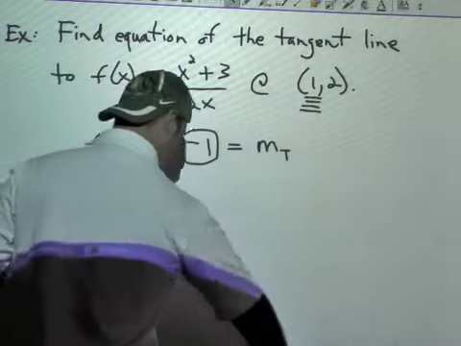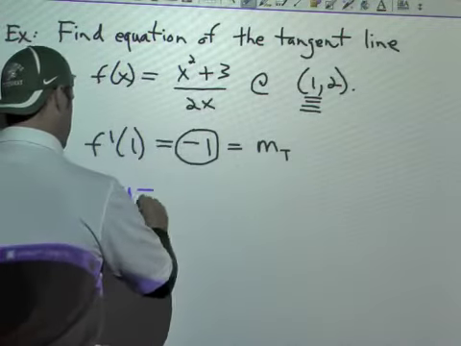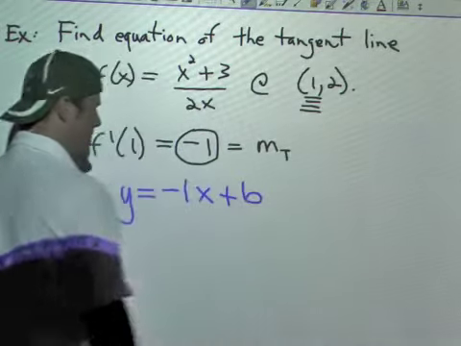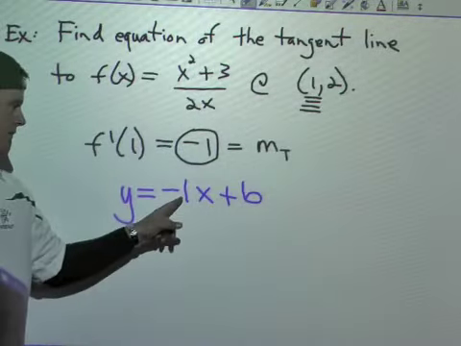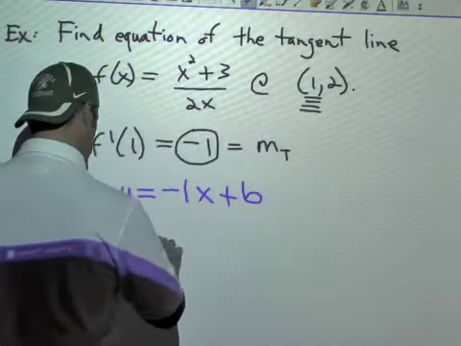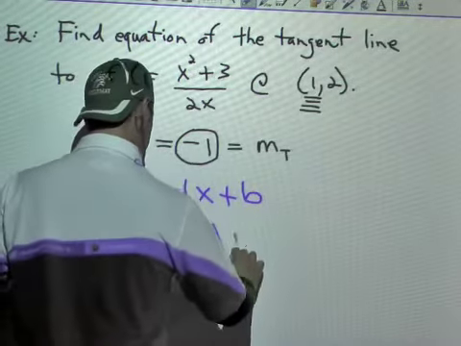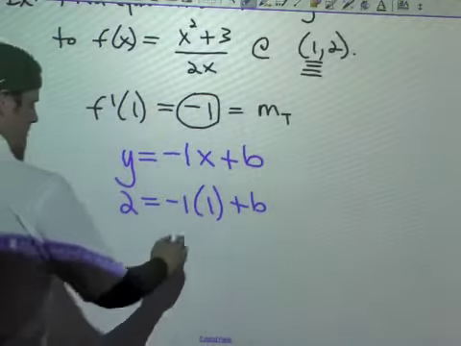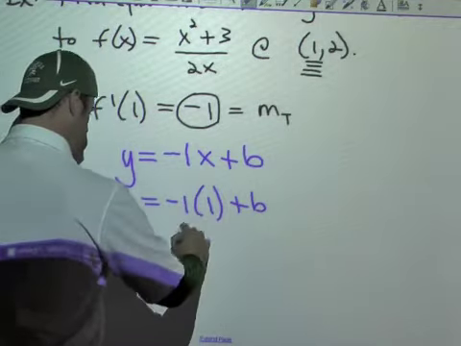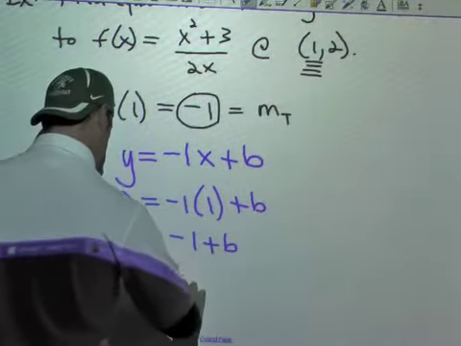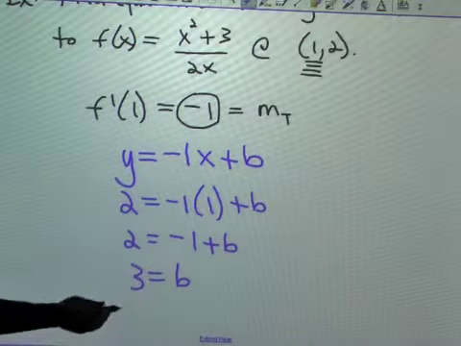Okay? So I know that my equation is going to look like -1x plus b. So my slope I put here in front of the x. Now I'm going to substitute that point (1, 2) for x and y, and then solve for b. So this is -1. Add the 1 over. We get b is equal to 3.